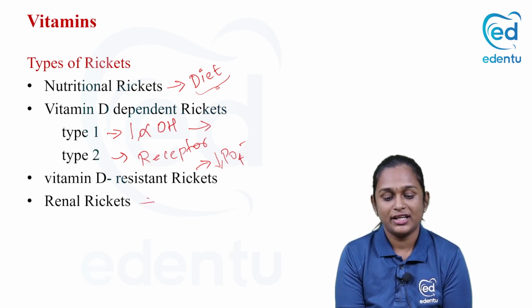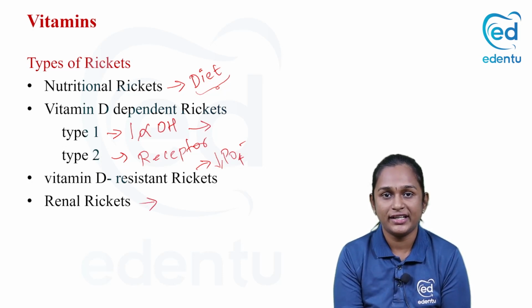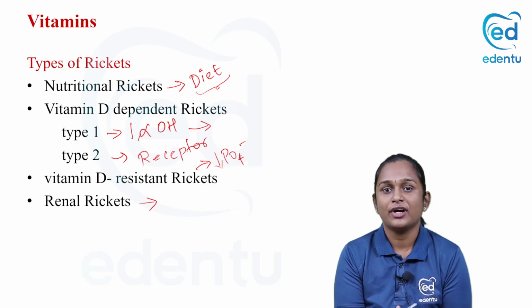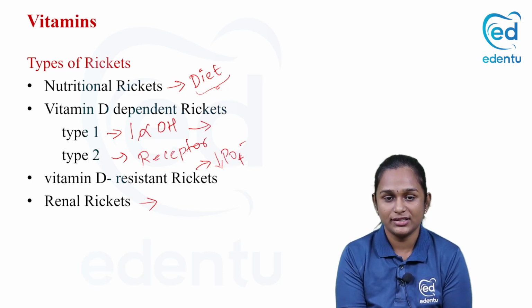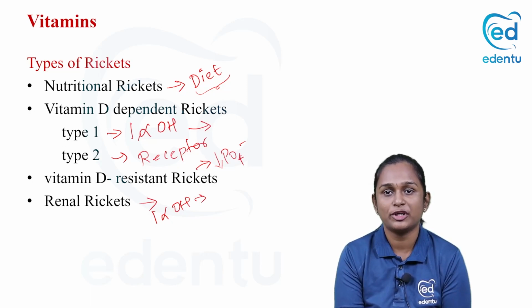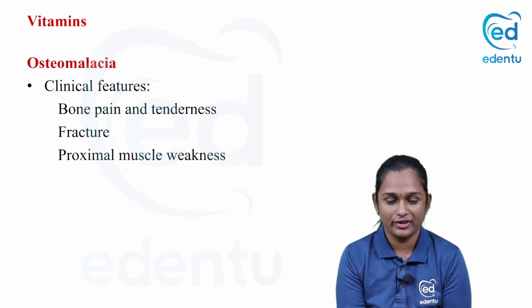Renal rickets is because of any disease in the kidney, for example chronic kidney disease. Because of the renal disease, the 1 alpha hydroxylase enzyme is lost or defective, which results in defective formation of the active form of vitamin D. So those causes are called renal rickets. So these are the types of rickets.